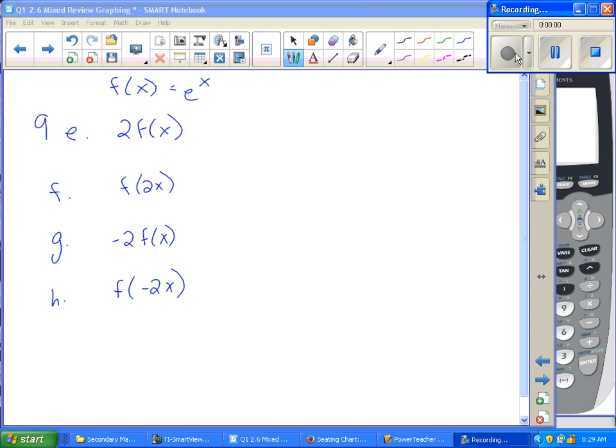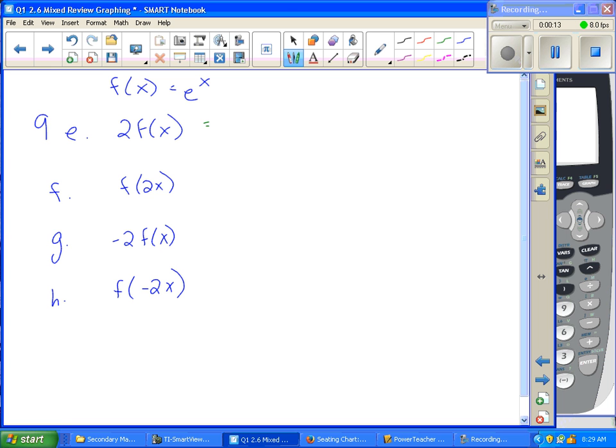The question came in, what's the difference in how these new functions are written? So on 9e, where it has the 2 in front of the f of x function, that means I'm going to take the entire f of x function, which is just e to the x, and multiply it by 2. So that one's just going to be written as 2 times e to the x.